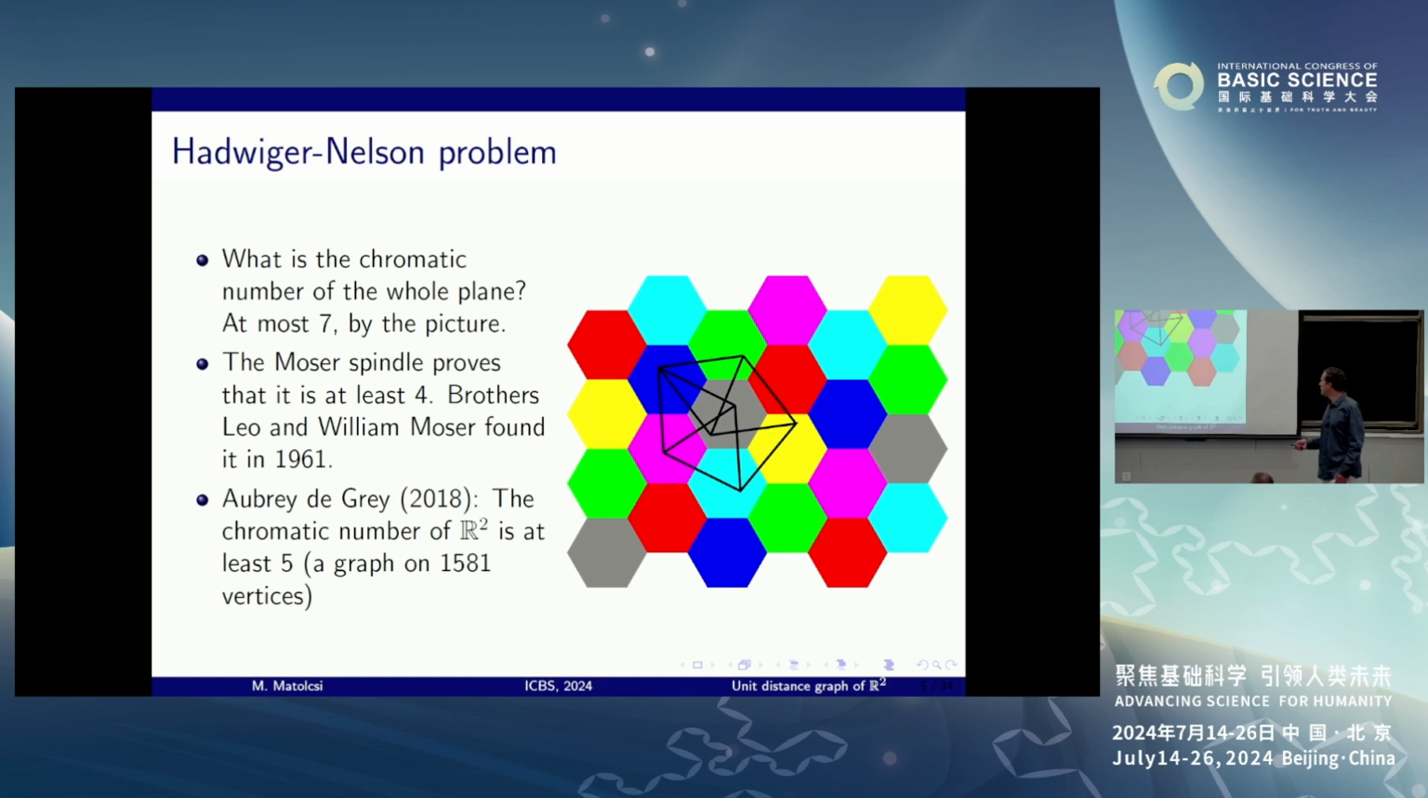Since then, the number of vertices has come down to a few hundred. I'm not sure what exactly is the smallest number, but still, you need a computer proof to prove that it is indeed 5 chromatic.